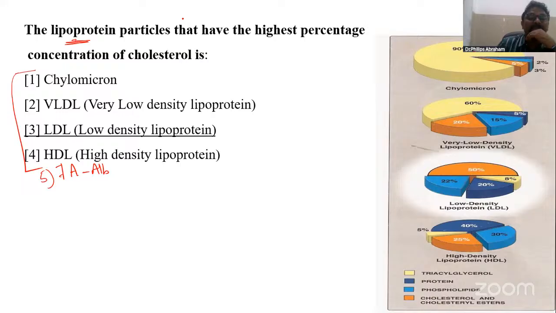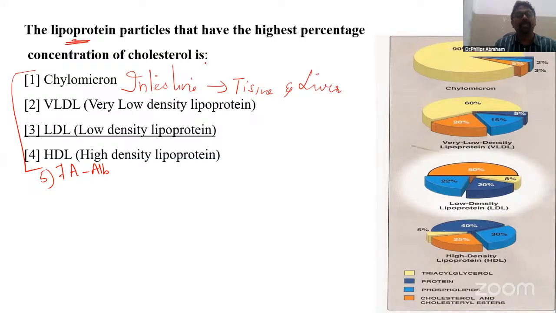Now, what are the functions of each? Chylomicron transports whatever food we have, from the intestine to the tissues, and the remaining to the liver. All these are dietary lipids or exogenous lipids. Both words, please note: exogenous or dietary lipids are transported by chylomicron from the intestine towards the liver.